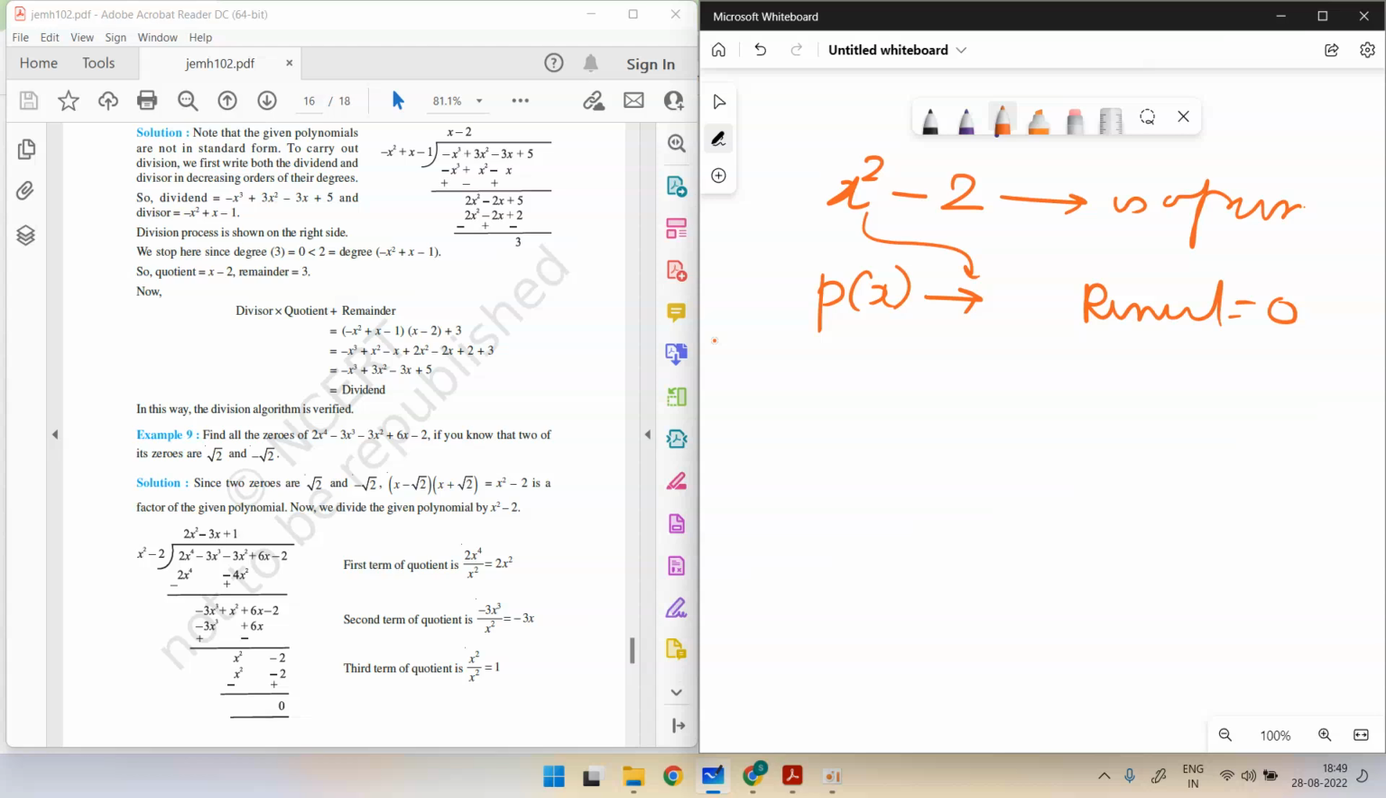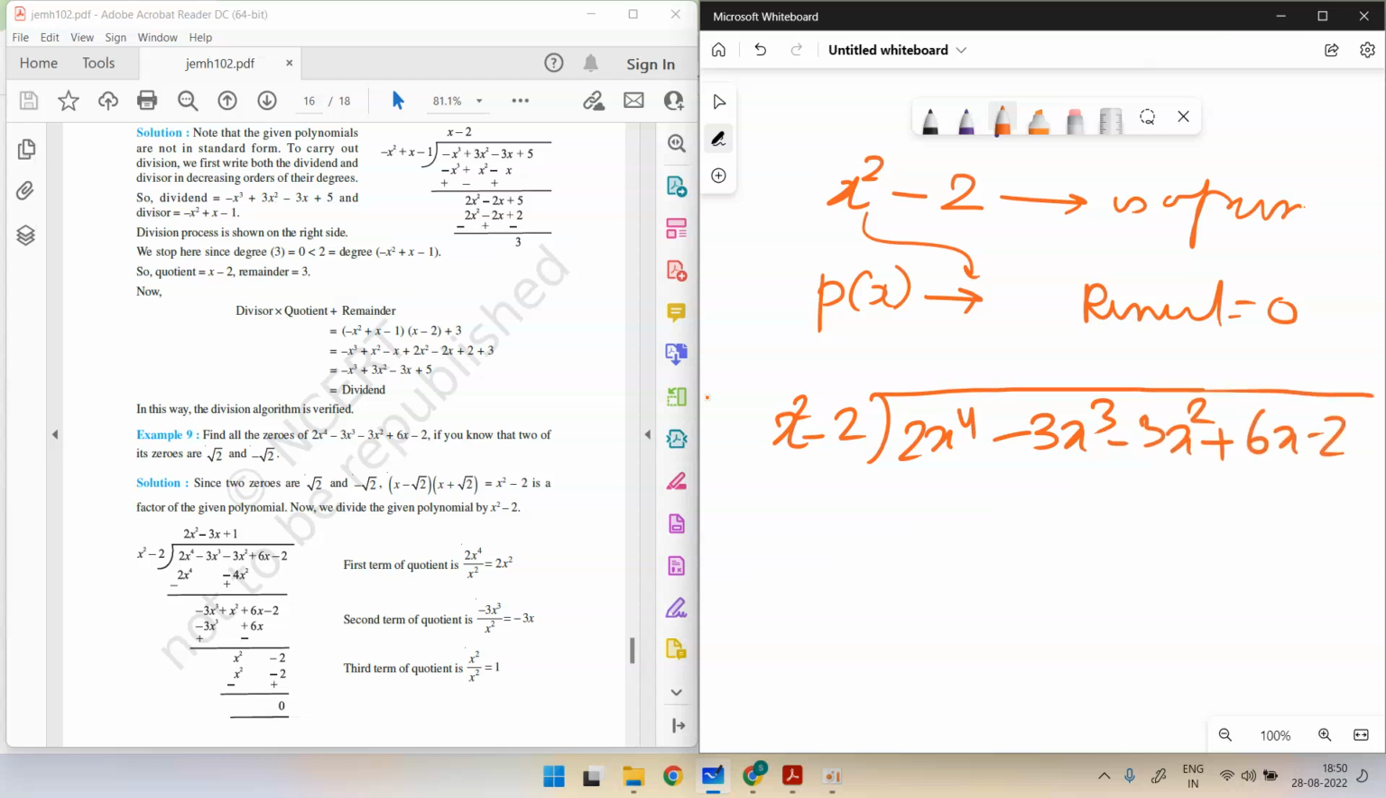So the value of... to divide continuously, so this is 2x^4 minus 3x^3 minus 3x^2 plus 6x minus 2. Now from x^2, to get 2x^4, you need to multiply by 2x^2.